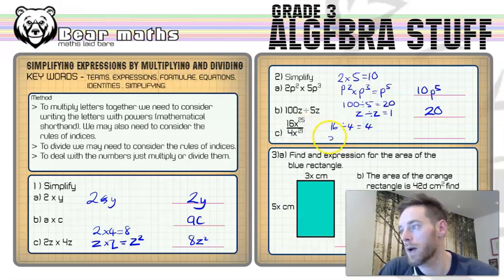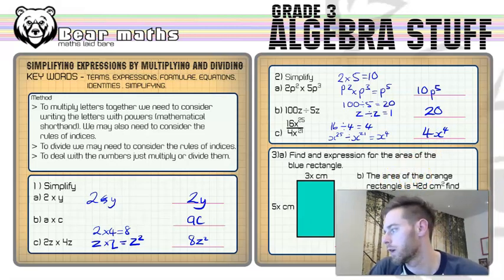And then you've got x to the power of 25, and you divide that by x to the power of 21. Now 25 take away 21, because we're dividing with the same base numbers, is 4, so x to the power of 4. Okay, there you go. 4x to the power of 4 is how you would do one that looks like that.